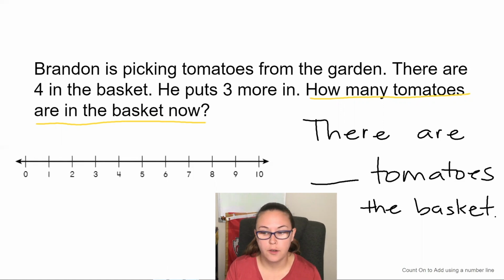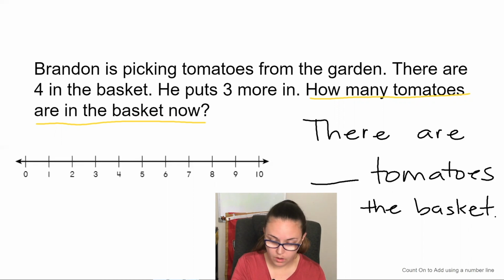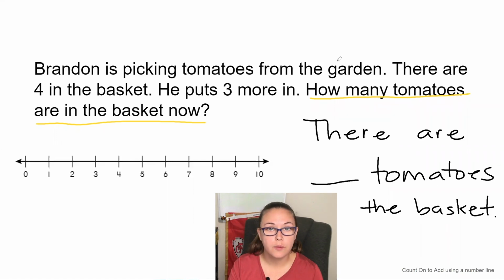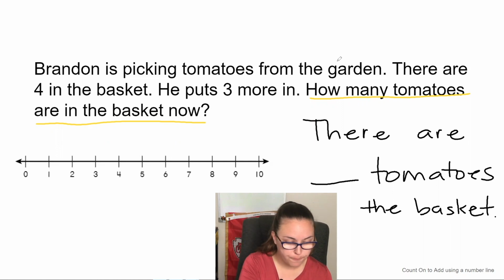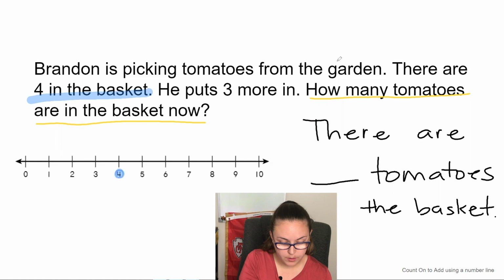Now let's go back and read the question a second time and figure out where we need to start and how many we need to count on. Are you ready? I'm going to get my highlighter tool out, and we're going to stop when we get to the second sentence. So are you ready to read with me? Brandon is picking tomatoes from the garden. There are 4 in the basket. So that tells me that we need to start on the number 4.